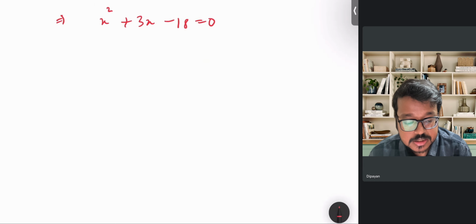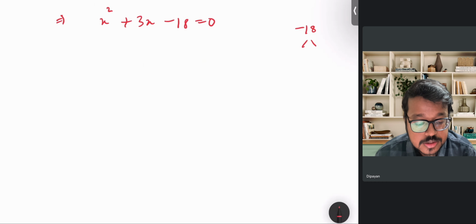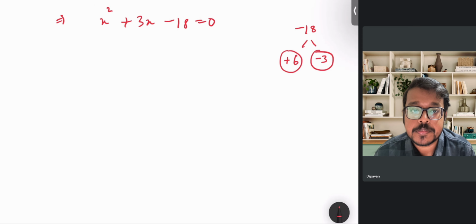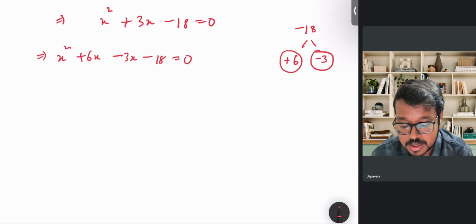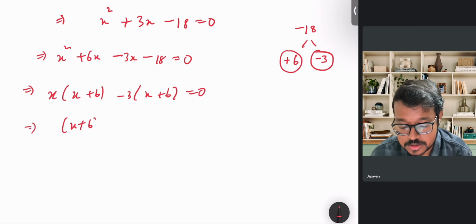This is the standard form of a quadratic equation. Let me factorize it. So minus 18 is the product of two numbers, and the sum of the two numbers is 3. So the numbers can be 6 and 3, where let's say 6 is positive and 3 is negative. So I will get the middle term split as plus 6x minus 3x, and then taking common, I'm getting x plus 6 into x minus 3 equals 0.